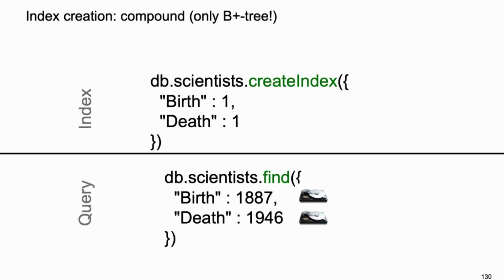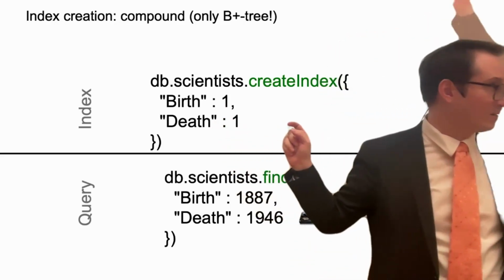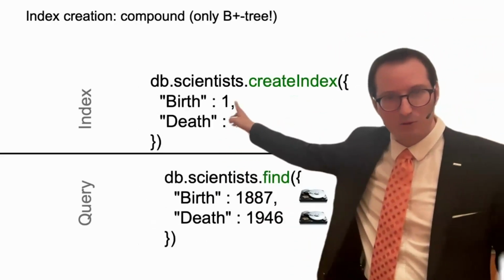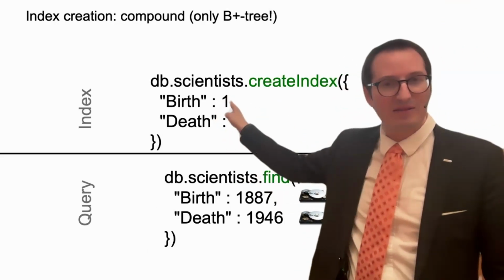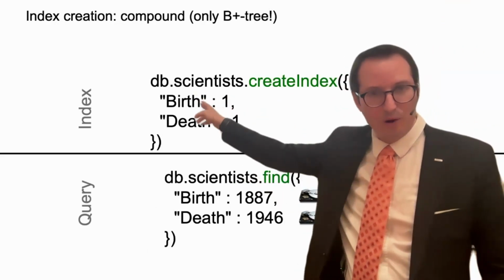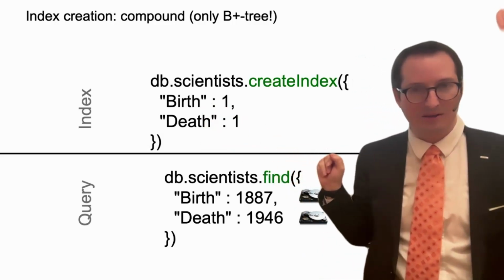Here's another example. We have this time a B+ tree index, so a tree index. How do we see it? I'm sorry for the arbitrary decision, but in order to get a tree index, you need ones and minus ones. So hash is for a hash index, ones and minus one is for a tree index. Ones mean ascending, right? So it's by birth ascending and then by death ascending.